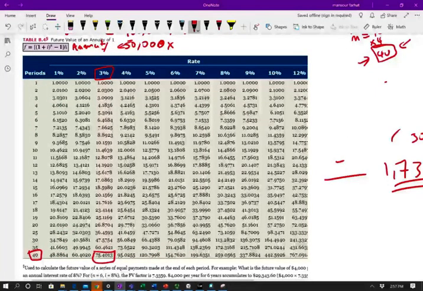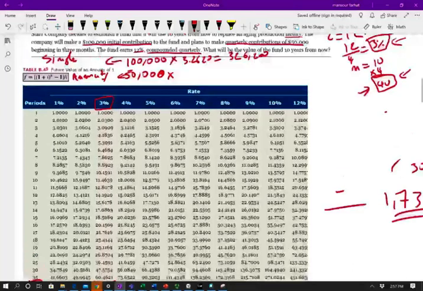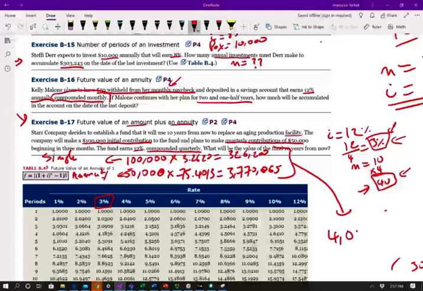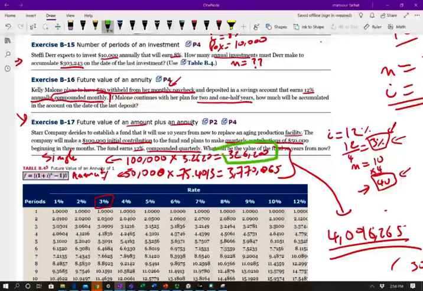And the factor is 75.4013, and that's equal to $3,770,065. Those two amounts together will amount to $4,096,265. So this is the future value of this investment. The 100,000 alone will grow up to be 326,200, and that $50,000 quarterly payment will grow to $3,770,065. Together they will equal $4,096,265.